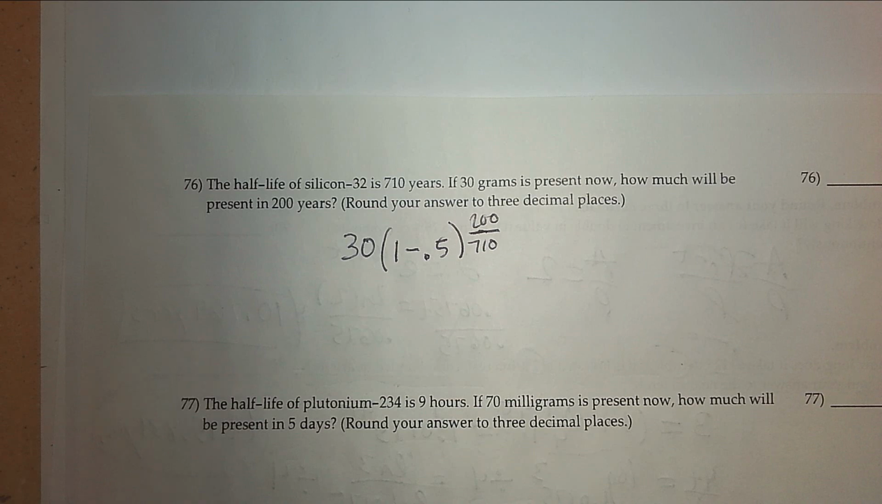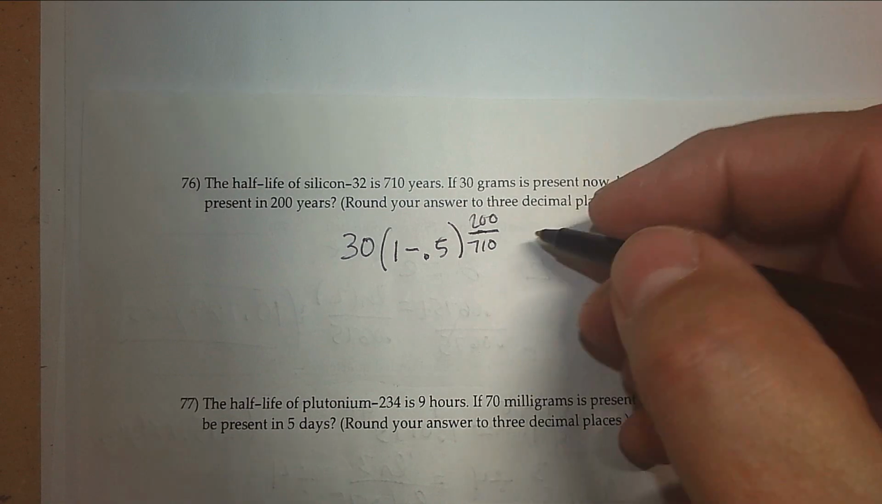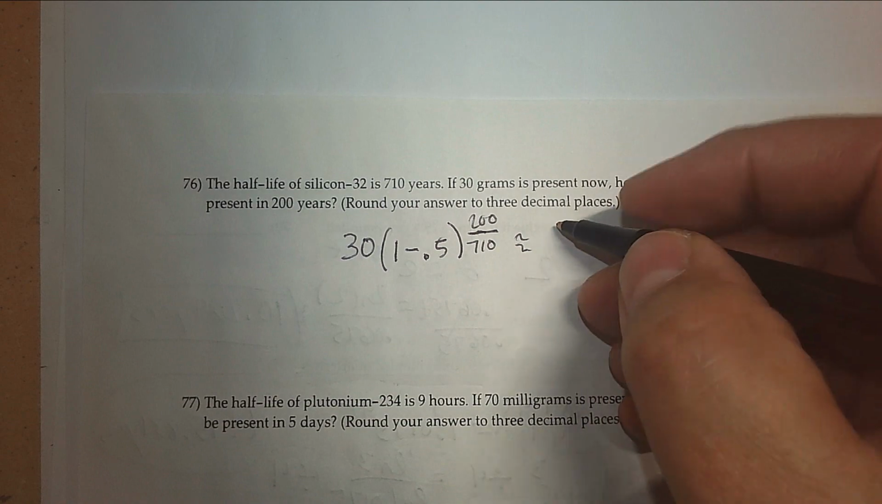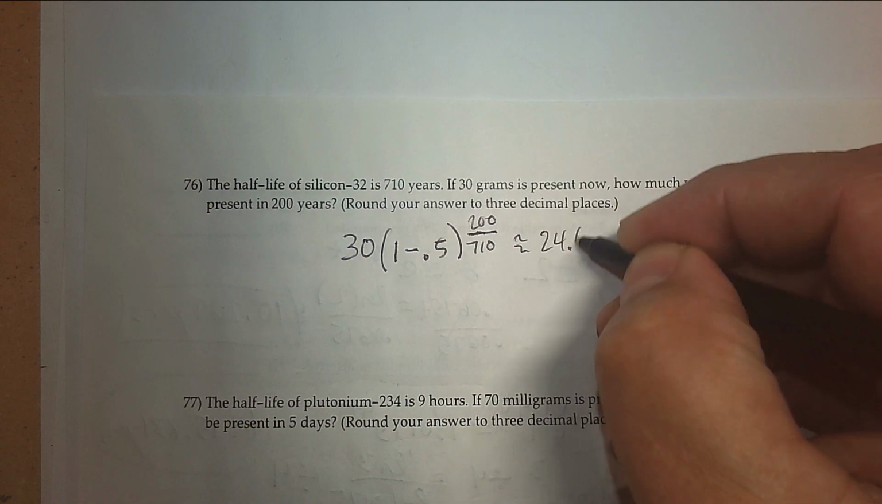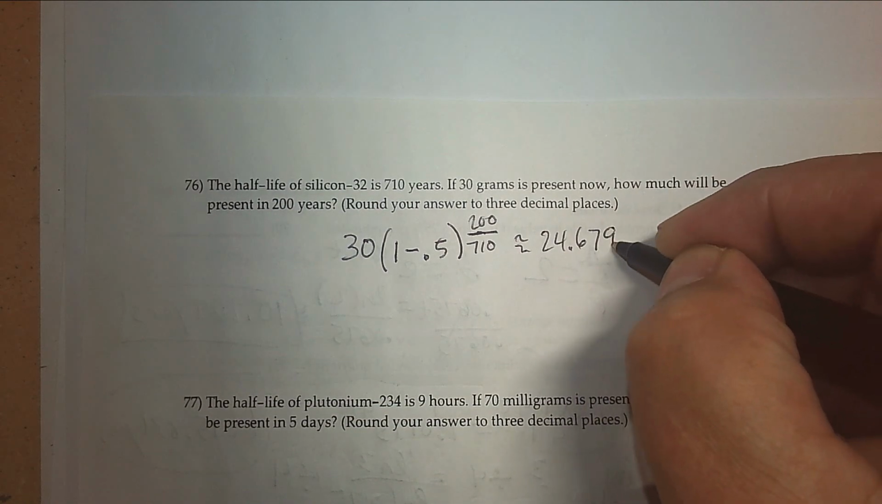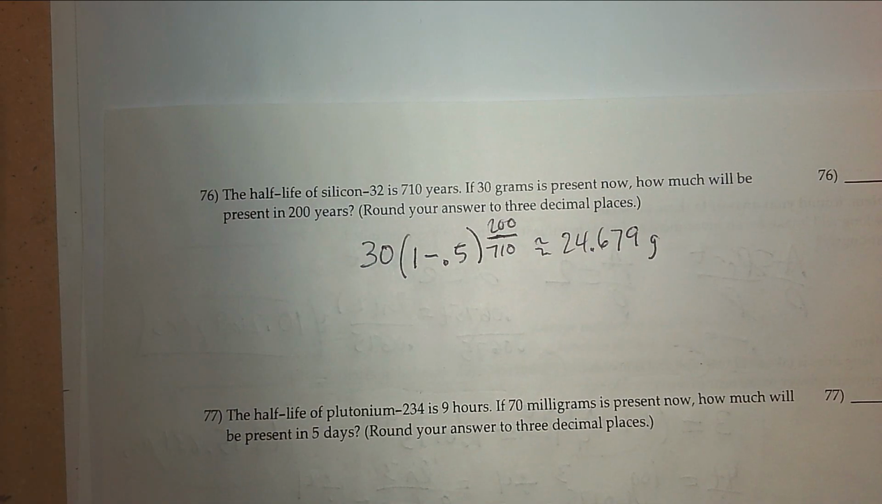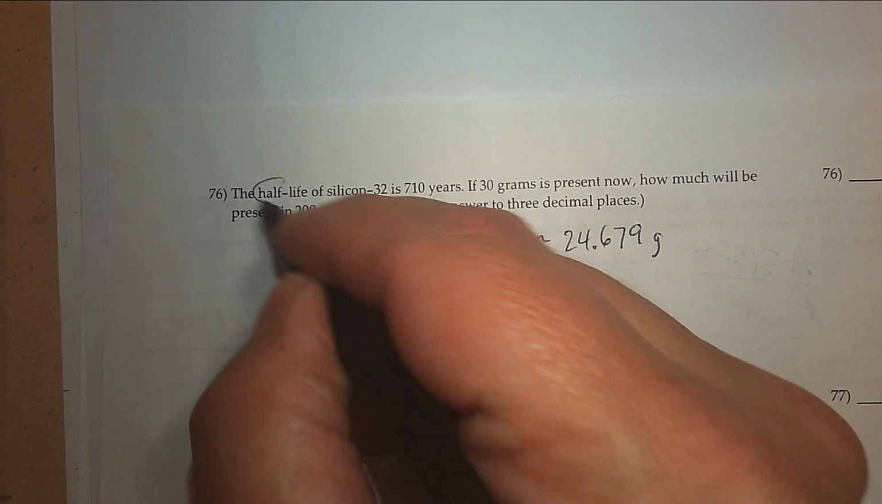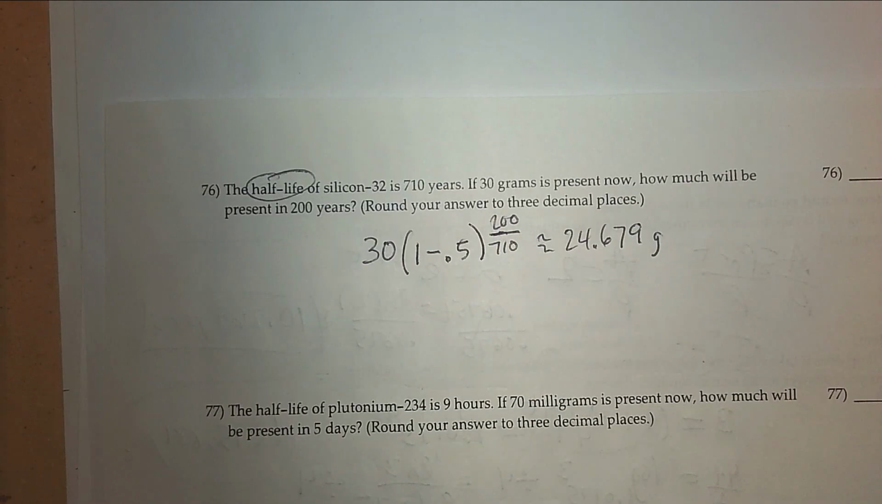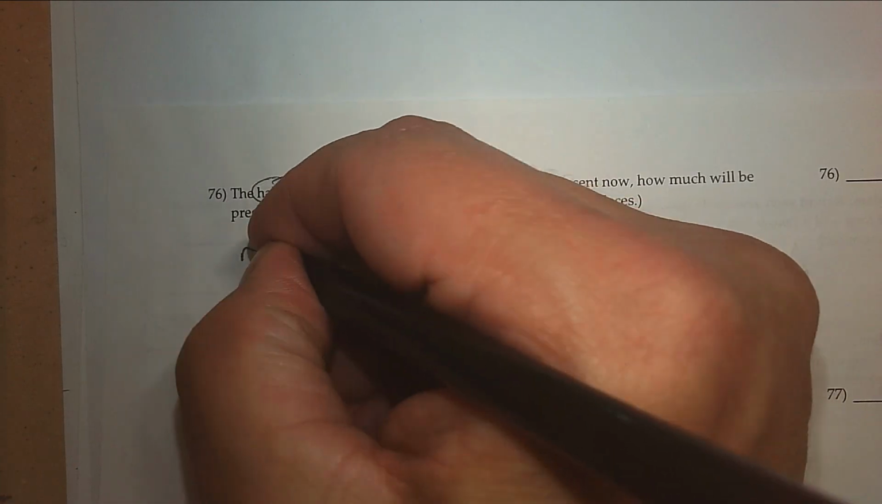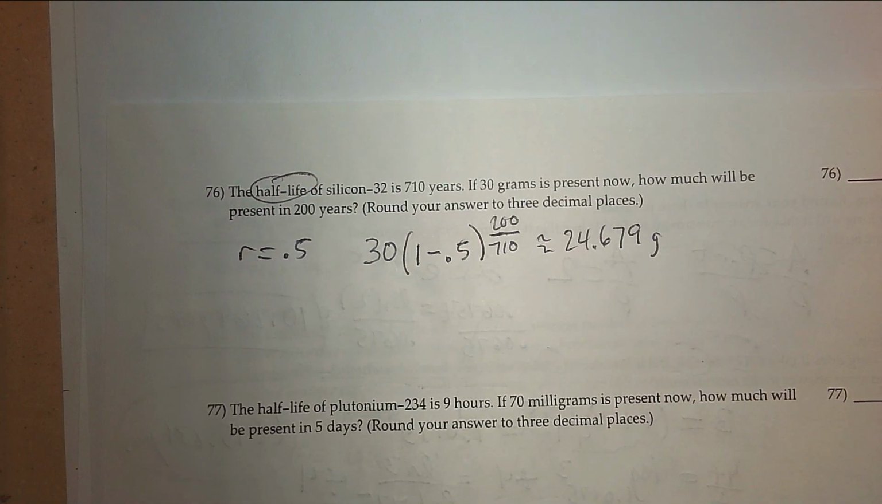I'll show you another way you could do it too. So the amount that's left of the 30 grams is 24.679. That's the quickest way to do it, to set it up. Understanding half-life being the decay rate, that R is 0.5 and it's decaying.